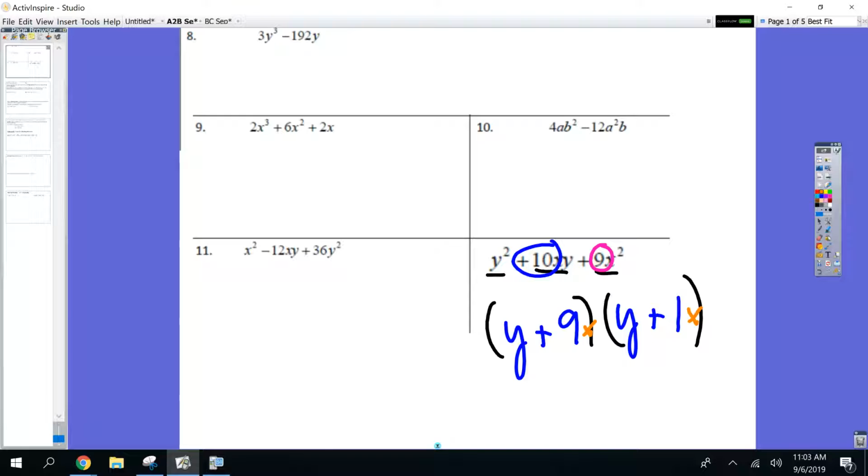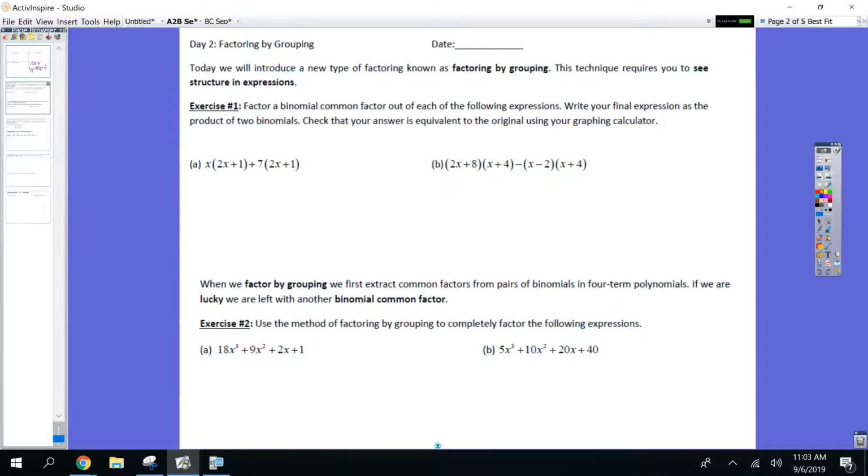We ready for this next method? You've done it. You did it last year, I'm sure. All right, we just need a big refresh on it. Grouping. We remember grouping from last year? Okay. All right, let's see. I'm going to start off very, very simple for you.